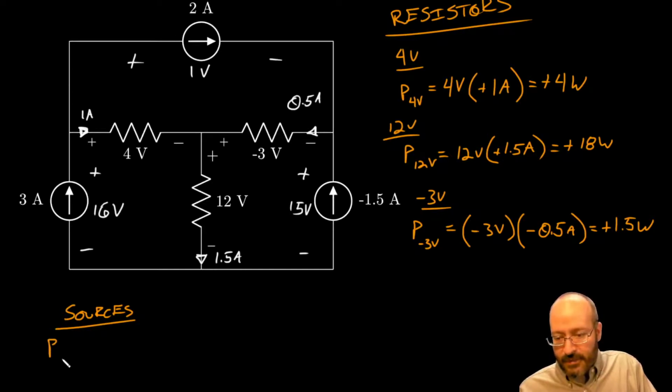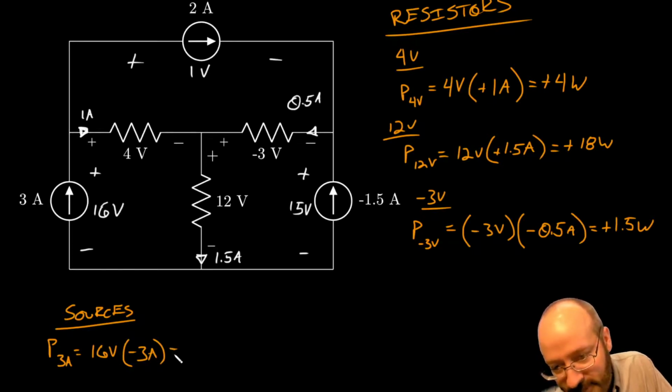We're going to say the power dissipated by the 3 amp. I'm going to take whatever the voltage is. It's labeled as 16 volts. The positive current direction would be down according to that 16 volts. But I see the 3 amps is going up, so it's going to be negative. Negative 3 amps. So what is that going to be? Negative 48 watts.